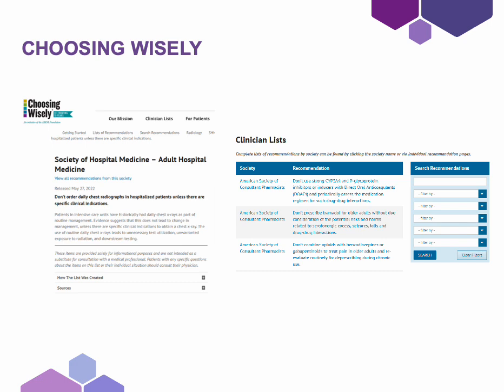So you can see the American Society of Consultant Pharmacists is recommending to not use particular inhibitors or inducers with direct oral anticoagulants, to not prescribe tramadol for older adults, to not combine opioids with benzodiazepines or gabapentinoids to treat pain in older adults, and to reevaluate routinely for deprescribing during chronic use. All good recommendations.